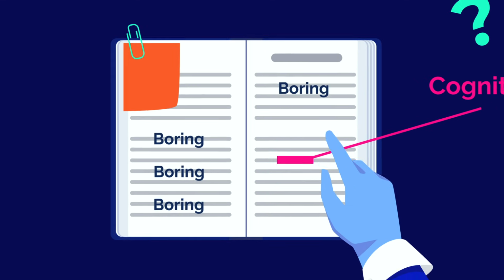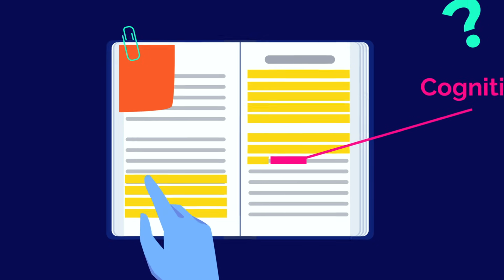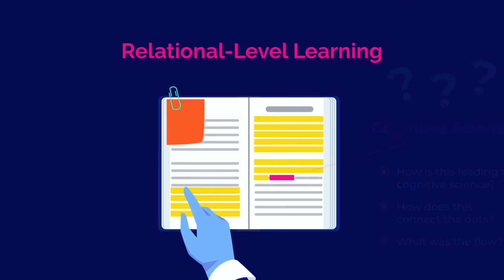So now I'm going to use that as a springboard to come back. And now when I come back to where I was before, my mindset is a little different because I'm thinking, how is that leading to cognitive science? How did it connect the dots? What was the flow? What is it saying here that allows me to connect it to that? So you see, in doing that, I've created a little bit more curiosity. And so I'm giving myself a pathway towards higher order learning. In this case, it's that relational level learning.